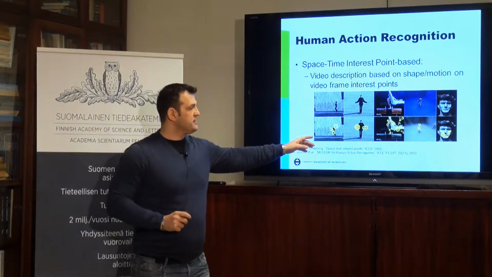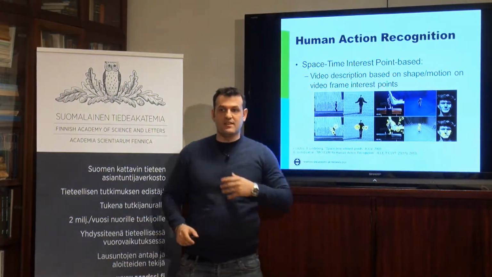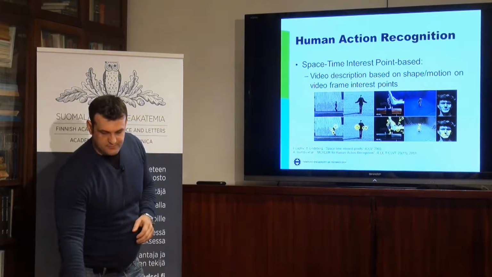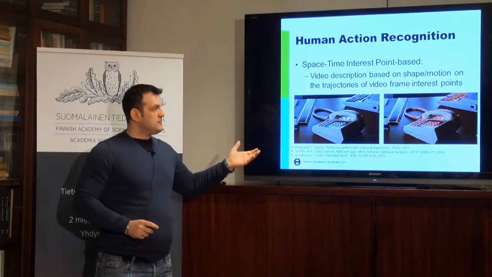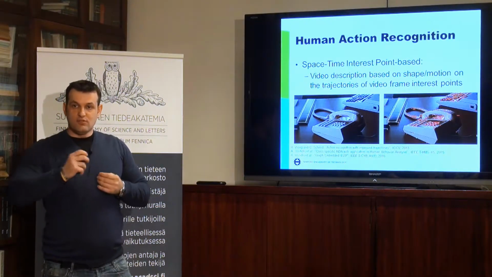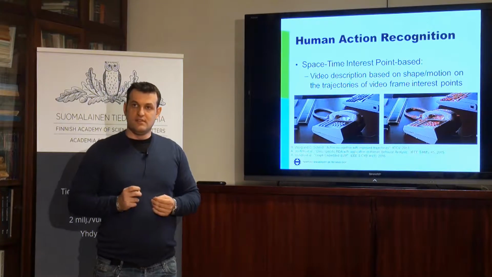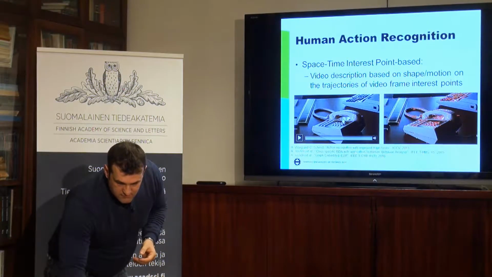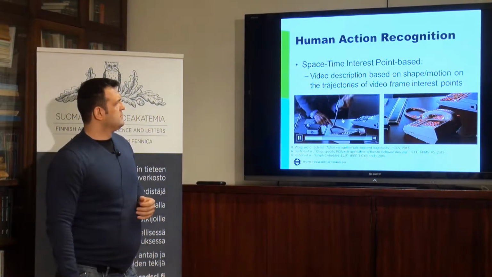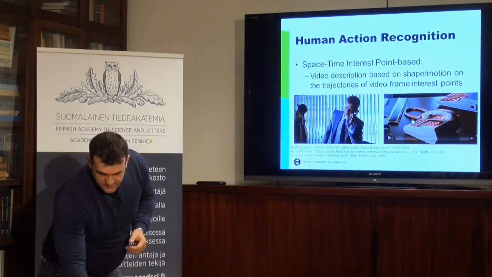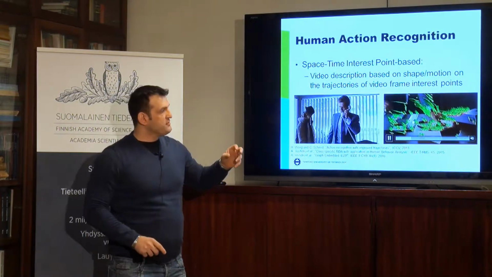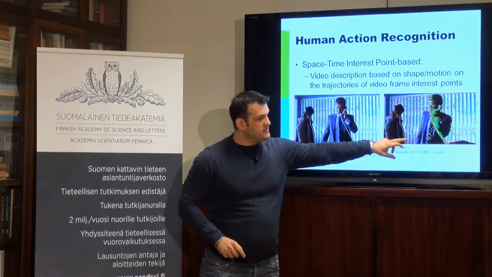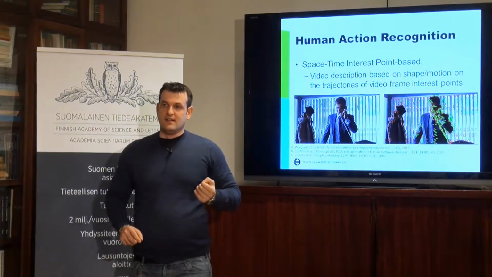Also, this is a nice example. We can use this for other types of actions, for example, for facial expressions. What's more, we can use the trajectories of video frame interest points. For example, here we have a complicated action, I think. And here we can see the trajectories of interest points. You can see that there are some red and some green dots.